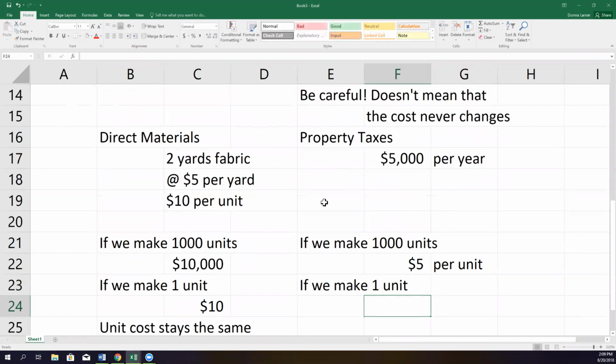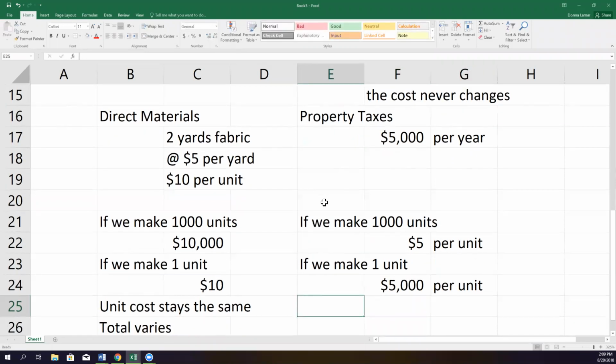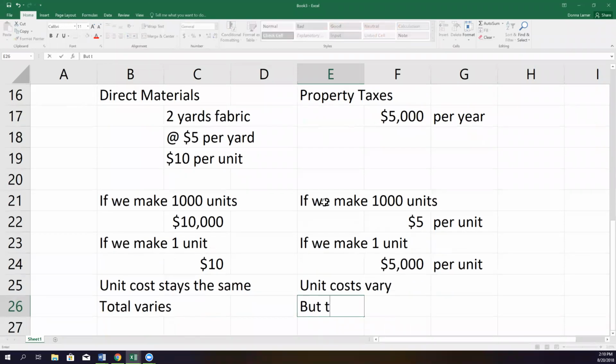Now imagine if we only make 1 unit. It would be $5,000 per unit. So that one unit has to make us enough money to cover everything, including property taxes, that are $5,000. So that product must be a very expensive product, or we're going to be in the red. We're going to have a net loss this year because we're not going to get enough money from selling one product to cover all our costs, including property taxes. But notice what happens. Unit costs vary, but the total stays the same.